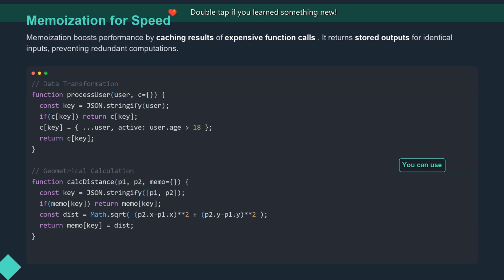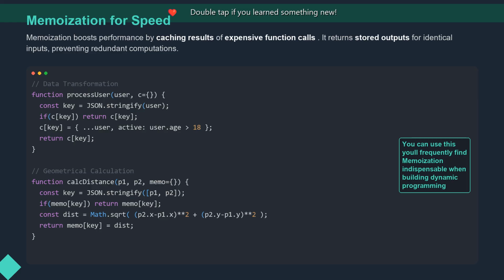You'll frequently find memoization indispensable when building dynamic programming solutions, such as optimizing recursive Fibonacci sequences or complex mathematical factorials. It's also incredibly useful in front-end frameworks to optimize component rendering by memoizing expensive selectors or data transformations, ensuring computations only rerun when their underlying dependencies truly change. Think about any pure function that performs intensive calculations on data that doesn't frequently change.